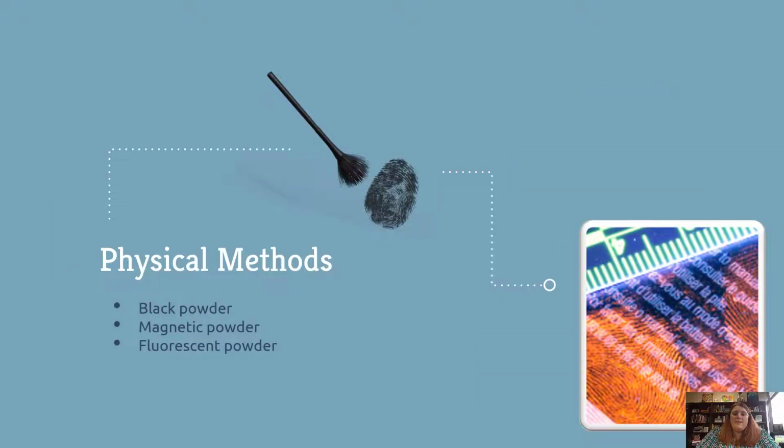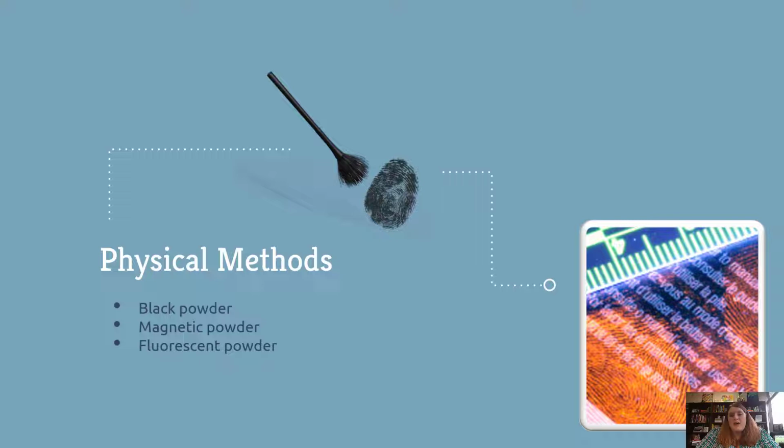First up, let's talk about physical methods of development. These methods do not involve chemicals or chemical reactions. Instead, they help us visualize the print by adhering fine particles or powders to the fingerprint oils and sweat to create a visual contrast between the fingerprint and the background.